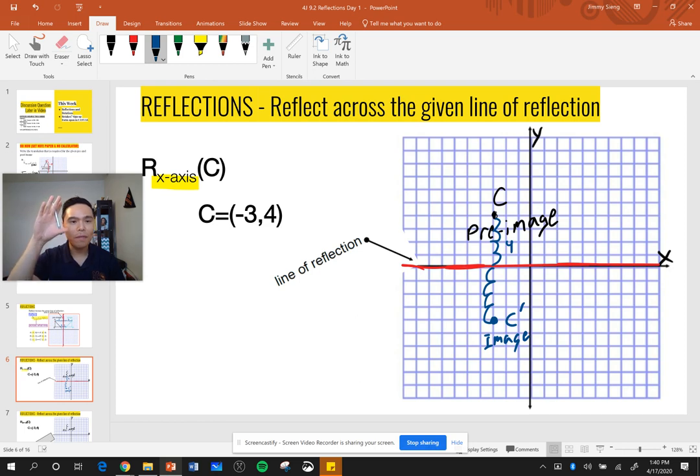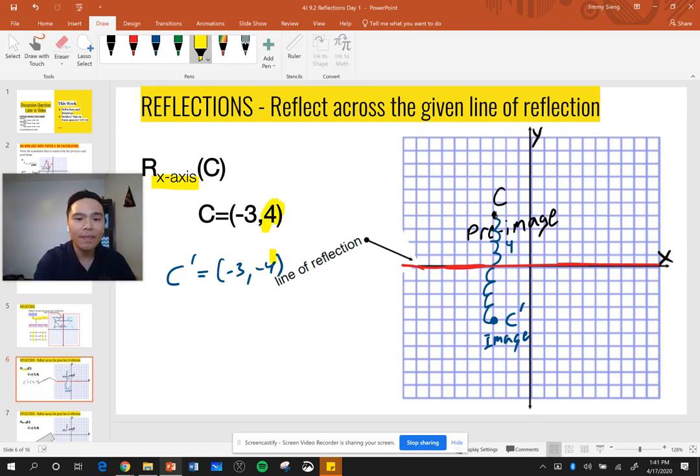So if we're 4 away for the pre-image, therefore we know that we're 4 away for the image, okay? And it's on that line of reflection, which is the x-axis. So C prime is equal to, looks like -3, -4. Do you notice anything? If I reflect off the x-axis now, it's safe to say that the y value will become opposite signs from each other, okay? And that makes sense when you actually put it in and just count where you're at, okay?